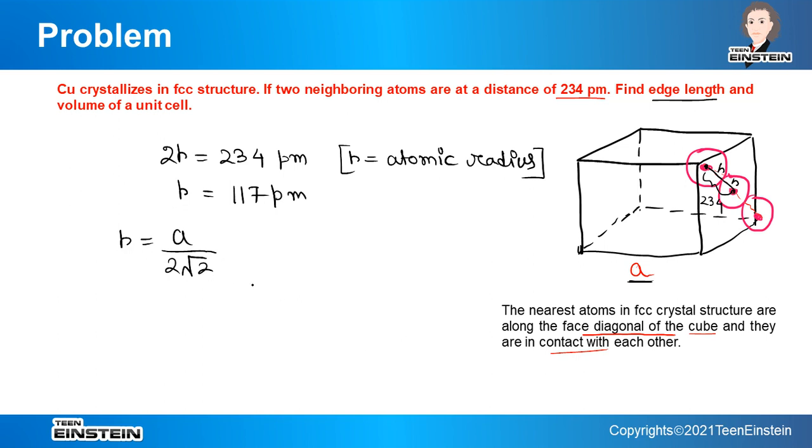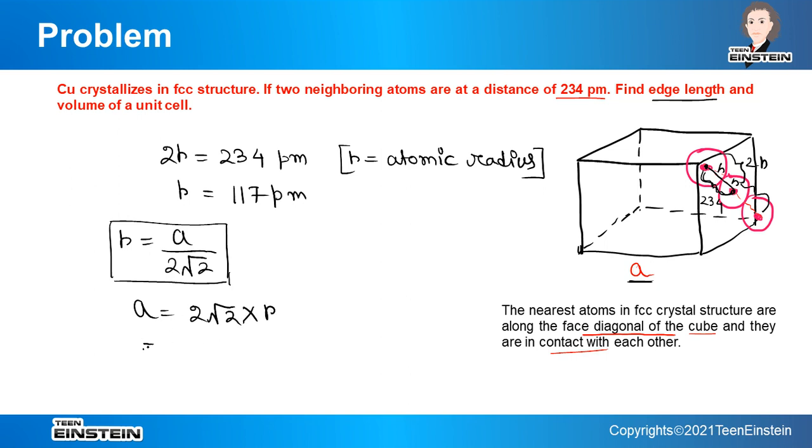Okay. If you can remember this formula, it is fine. But if you can't remember it, just remember that if this length is 234, it is actually 2r. This distance is 2r. So the whole length, that is the whole face diagonal, will be 4r. That means root 2 a is equal to 4r. So from that we can reach this relationship: A will be equal to 2 root 2 multiplied by r.